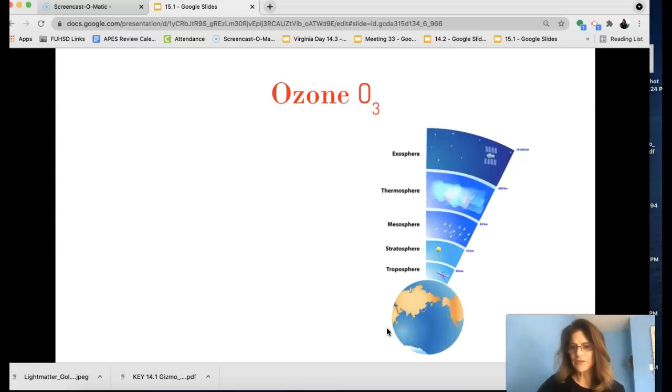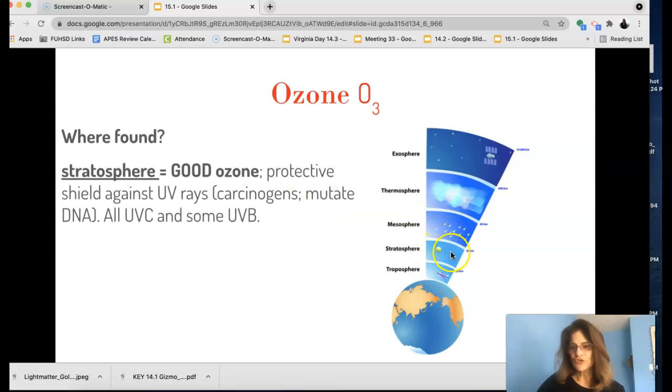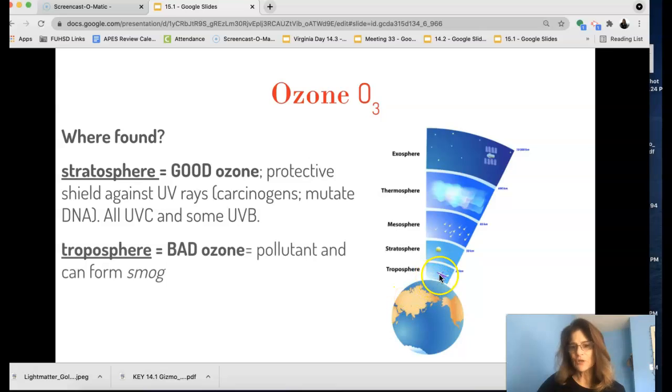Before we can learn how smog is formed, we have to understand what ozone is and the difference between good and bad ozone. Ozone is O3. It is 3 oxygen atoms chemically bonded together. When we find ozone in the stratosphere, it is good and necessary for life on our planet because it blocks harmful ultraviolet radiation, which is a mutagen. When we find ozone in the troposphere, it is bad ozone because it is a pollutant that can lead to smog formation.